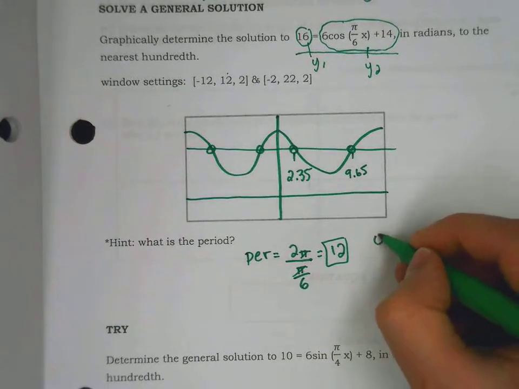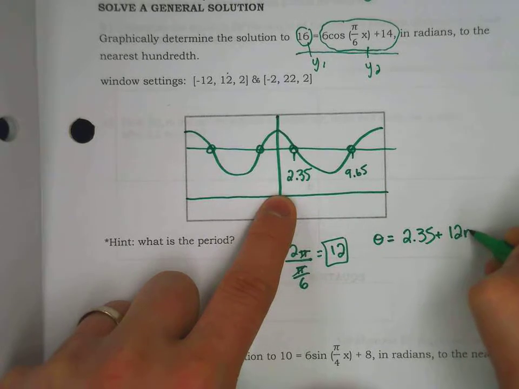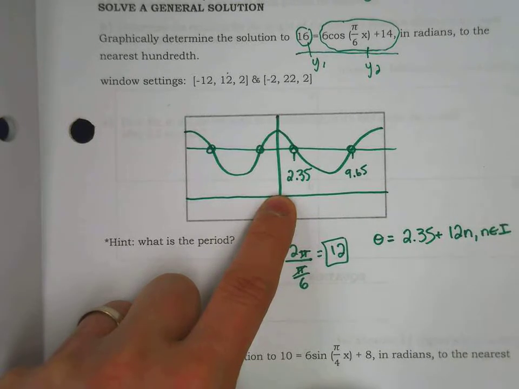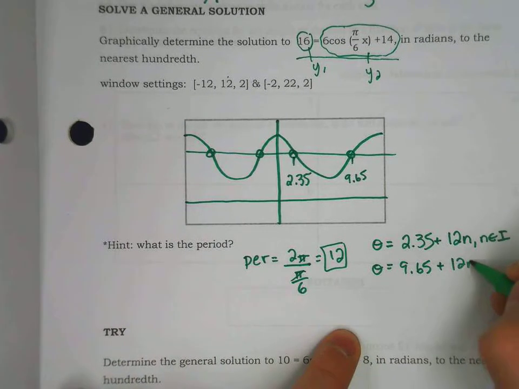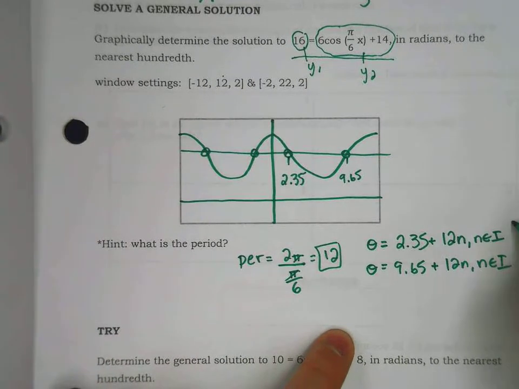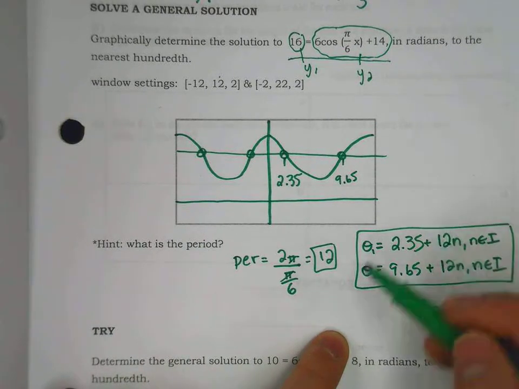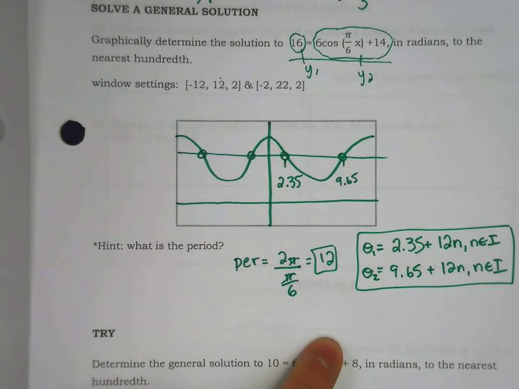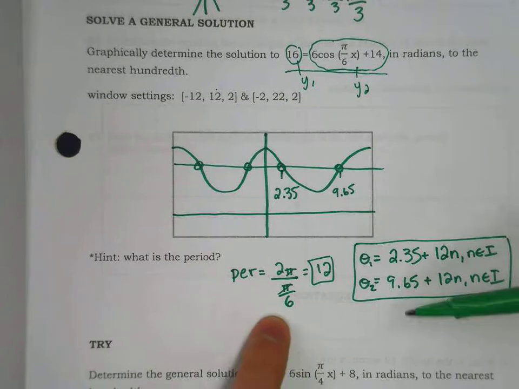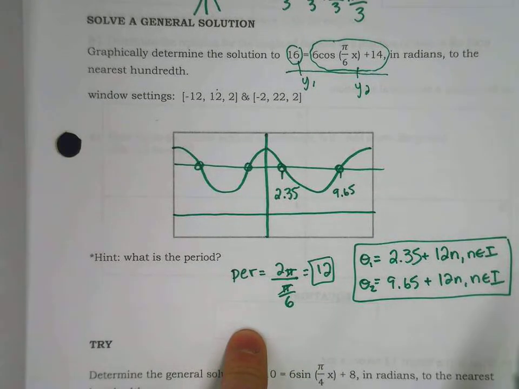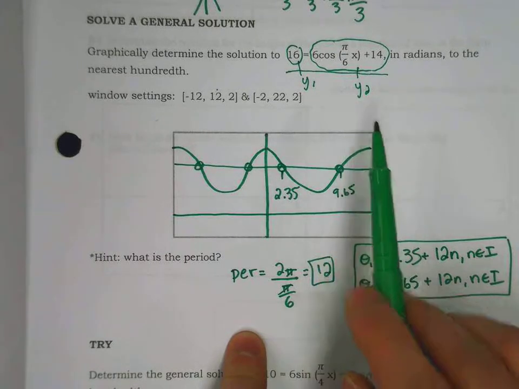The period is 12. One of our answers starts at 2.35, and we add a full period and any multiple of those periods infinitely to the right or the left. Our second answer was a 9.65, and we can add a full period and any multiple of it to the left or to the right. And these are your 2 answers which give you all answers. And this is a really tough question, solving a general solution where there's a period change, but this is a bit of an intensive one where it's, again, not solving this algebraically, but graphically.